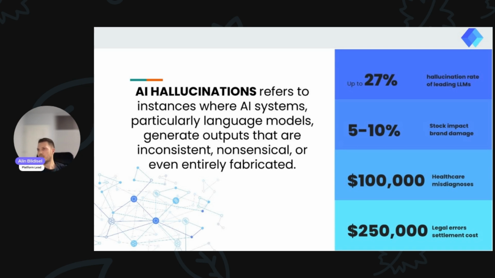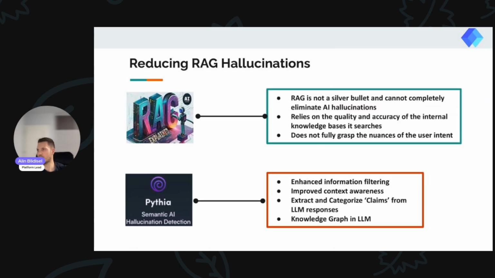And basically, Pythia will try to detect hallucinations. In this case, hallucinations refer to instances where AI systems, particularly language models, generate outputs that are inconsistent, nonsensical, or even entirely fabricated. So that's why Pythia is in the middle. We'll try to detect exactly all those particular issues, and give you a percentage accuracy of how close the result is to reality. And we see that the hallucination rate of leading LLMs is up to 27%, then stock impact 5 to 10%, and also healthcare misdiagnosis and legal errors. We see the impact that we have right now.